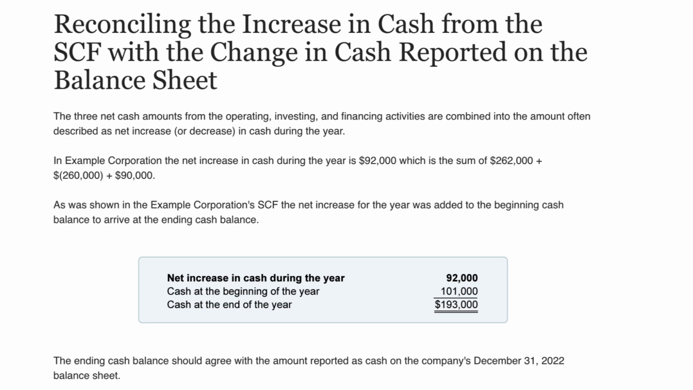The ending cash balance should agree with the amount reported as cash on the company's December 31, 2022 balance sheet.